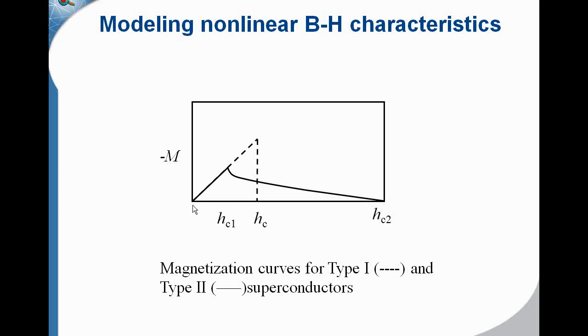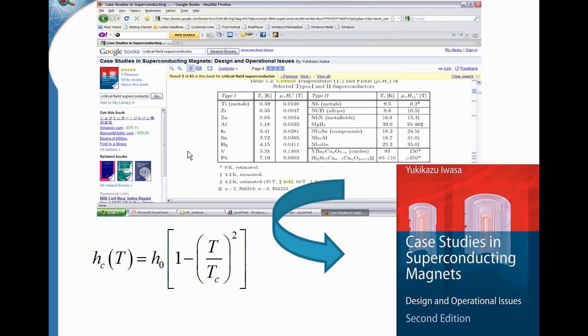In the type 2 case, flux begins to penetrate the sample before we reach Hc2, and then the sample becomes normal when we reach Hc2. Now the values of Hc1 and Hc2 depend on the type of superconductor. An outstanding reference is Case Studies in Superconducting Magnets.